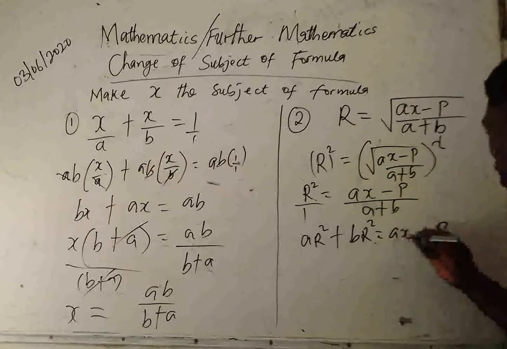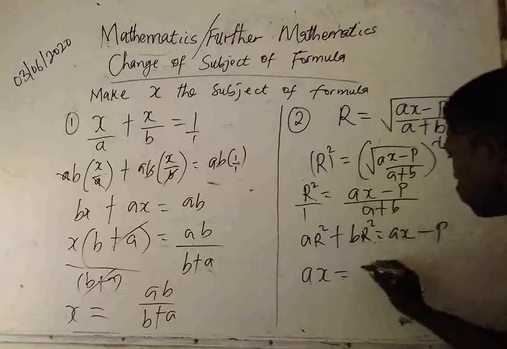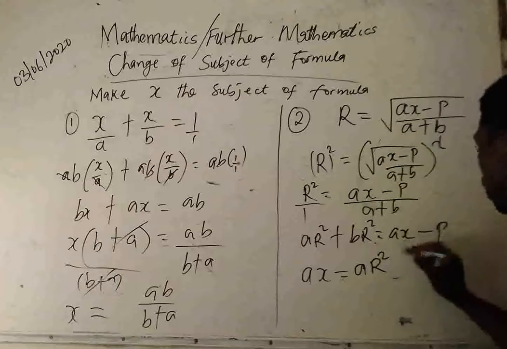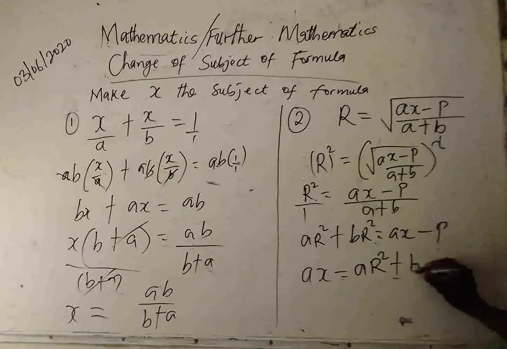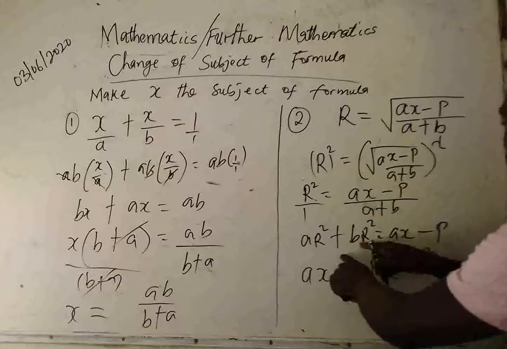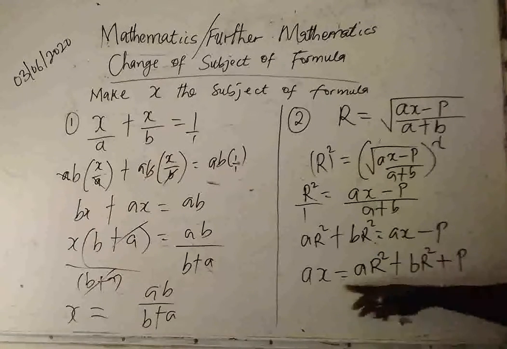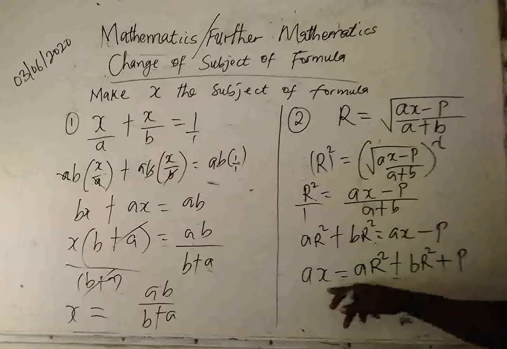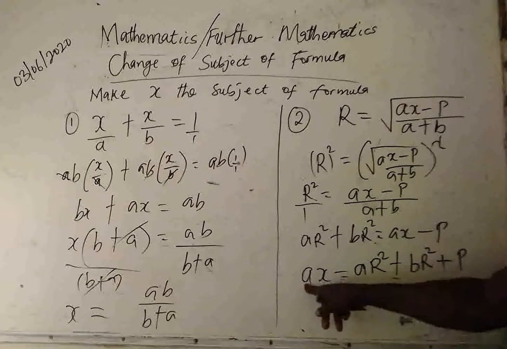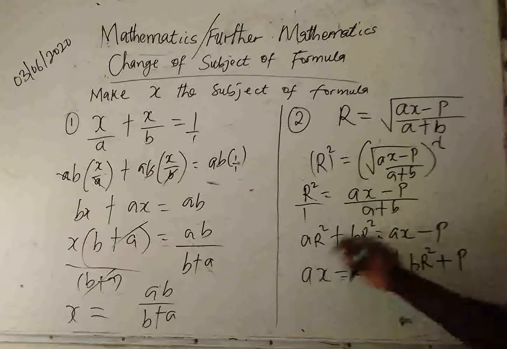So we simply say ax is equal to ar squared plus br squared. This is crossing the equation sign to the other side. Here we have plus p. So, since we are required to make x the subject of the formula and we have x with a, all we need to do is to divide both sides by the coefficient of x, which is a.